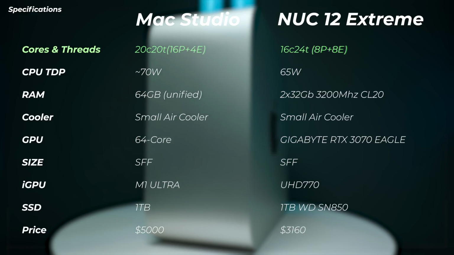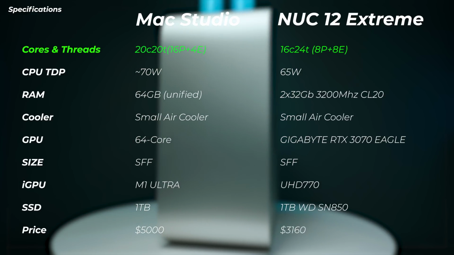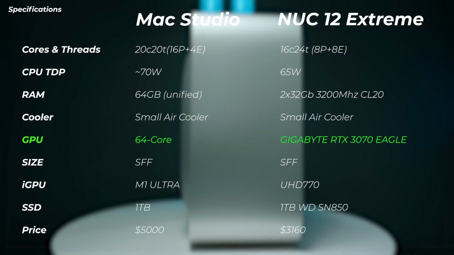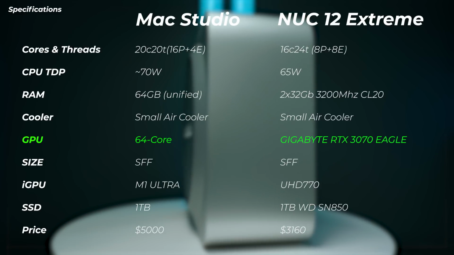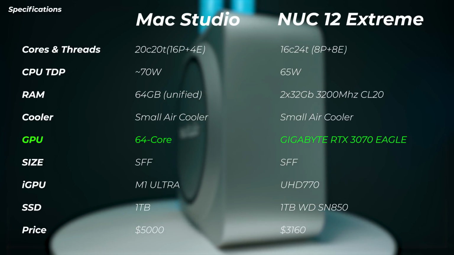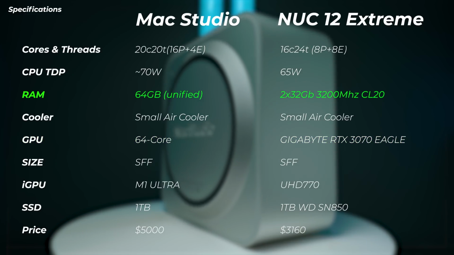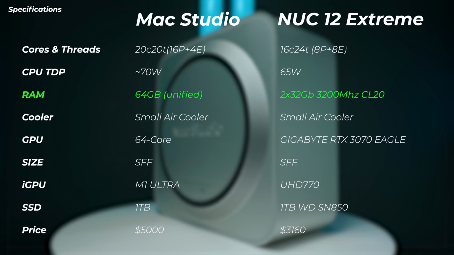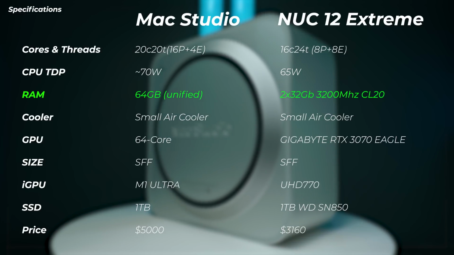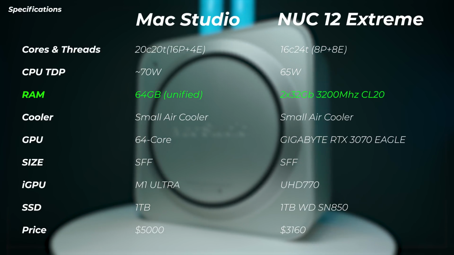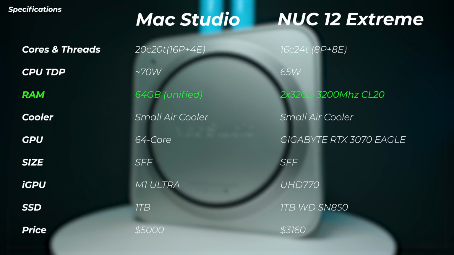The Mac over here has a 20-core CPU, whereas our PC has a 16-core CPU. The Mac has a 64-core GPU, and our PC is running an NVIDIA RTX 3070. We have 64 gigabytes of unified memory on the Mac, and on PC we have 64 gigabytes of RAM as well, running on CL20 and 3200 mega transfers a second.